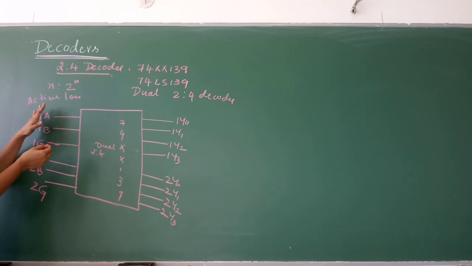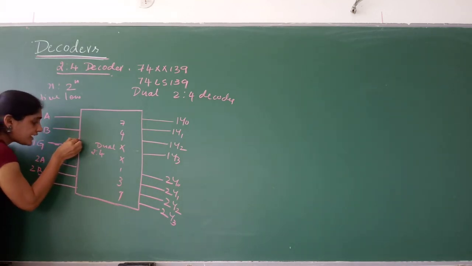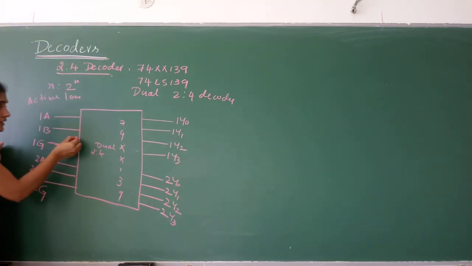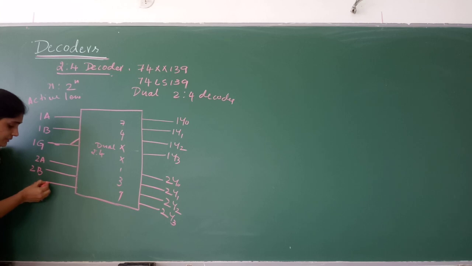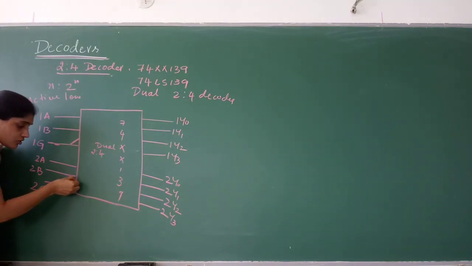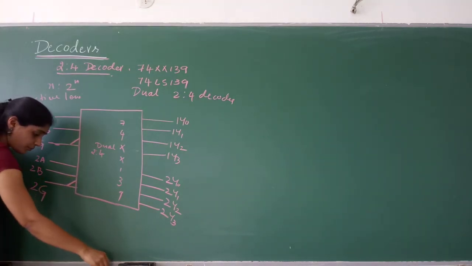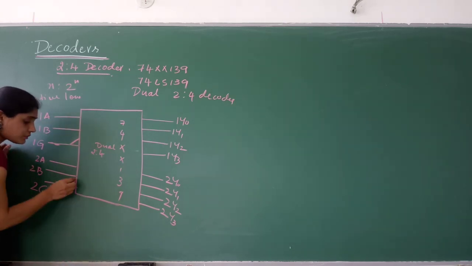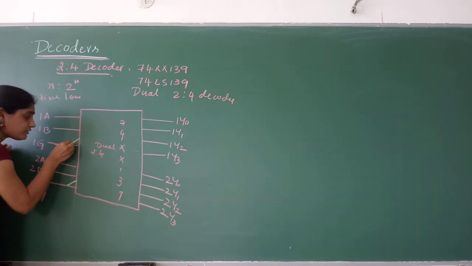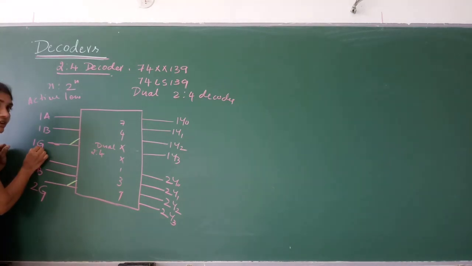How do we denote the active low signals? We write like this. This is how you indicate that the particular input is an active low input. Similarly, 2G is also active low, so you have to write like this. This is very important. When I write the truth table, you will come to know the meaning of active low. But generally, this particular signal will be active when you are giving a low signal, that means when you are giving 0.